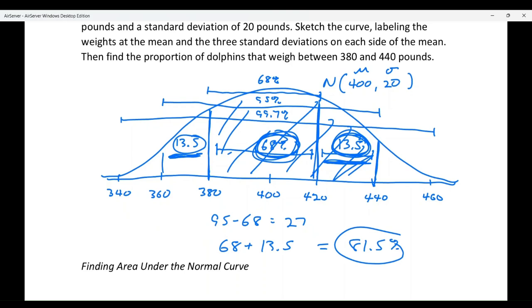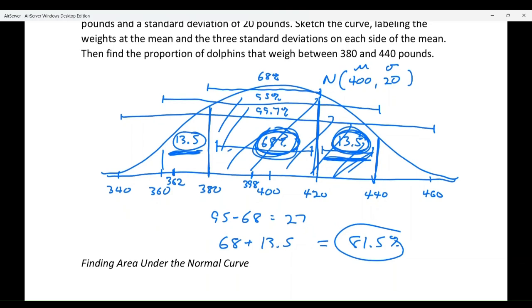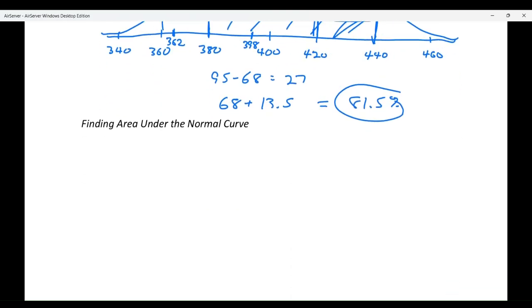But what happens if you aren't right on a standard deviation? What if I want to know the percentage of dolphins that are between 362 pounds and 398 pounds? Well, this is not going to be very helpful for me. And so that gets into what's called the z-score. So let's talk about that.